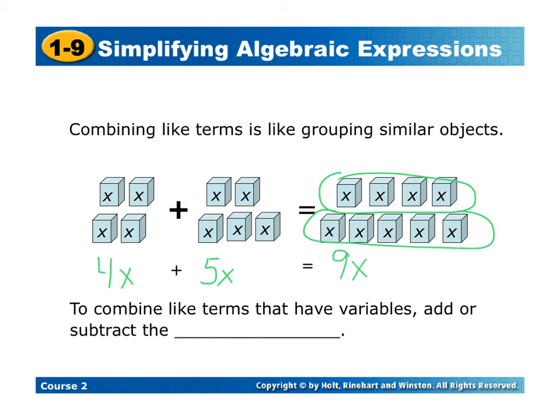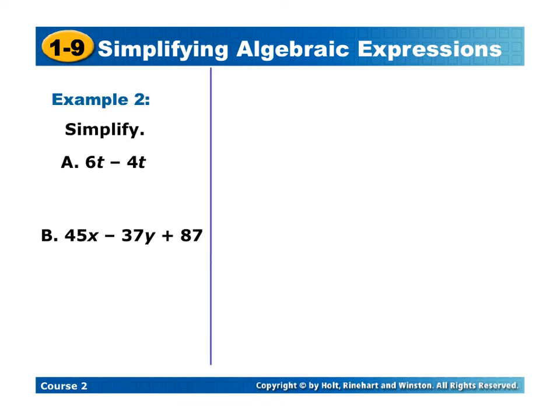So we have our 4x's on top, our 5x's on the bottom, but now we have a total of 9x's. If we're going to combine like terms that have variables, we just add or subtract the coefficients. The variables themselves are not going to change. So let's look at a couple of examples of simplifying without a model.